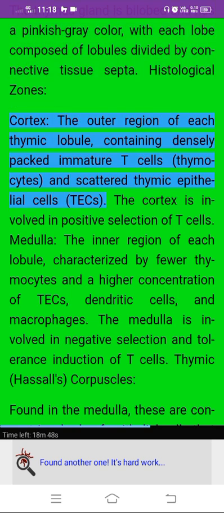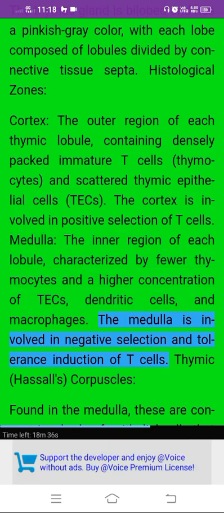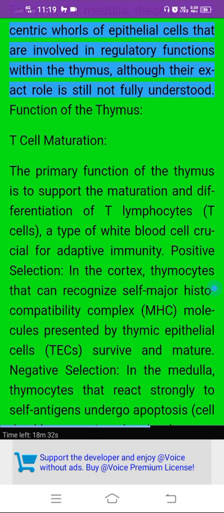Histological zones. Cortex, the outer region of each thymic lobule, containing densely packed immature T cells, thymocytes, and scattered thymic epithelial cells, TECs. The cortex is involved in positive selection of T cells. Medulla, the inner region of each lobule, characterized by fewer thymocytes and a higher concentration of TECs, dendritic cells, and macrophages. The medulla is involved in negative selection and tolerance induction of T cells. Thymic corpuscles, found in the medulla, are concentric whorls of epithelial cells that are involved in regulatory functions within the thymus, although their exact role is still not fully understood.